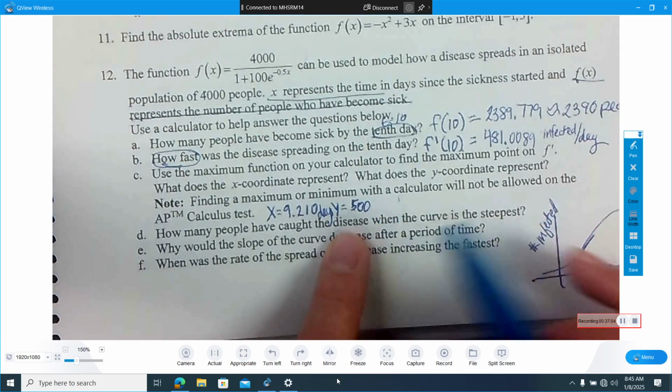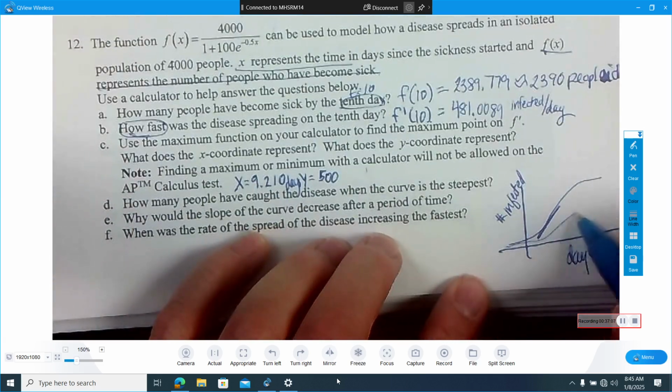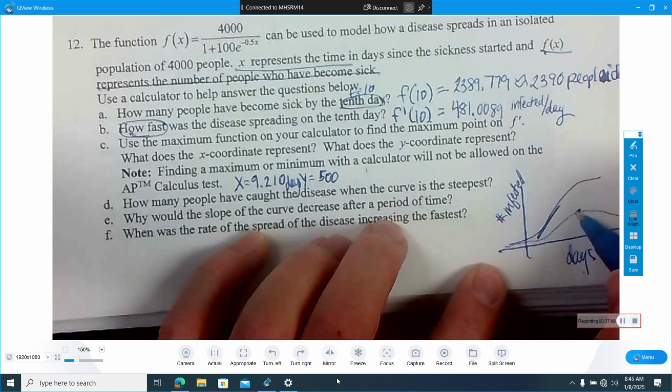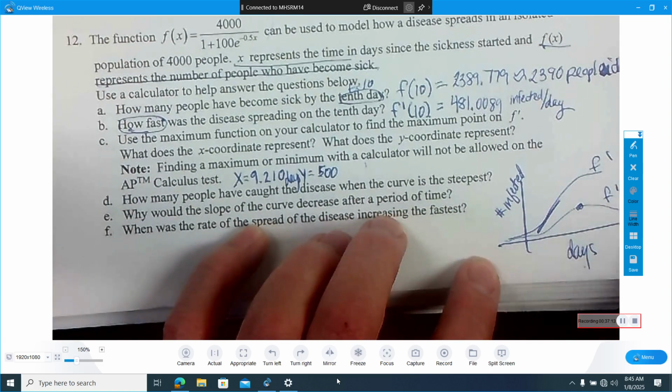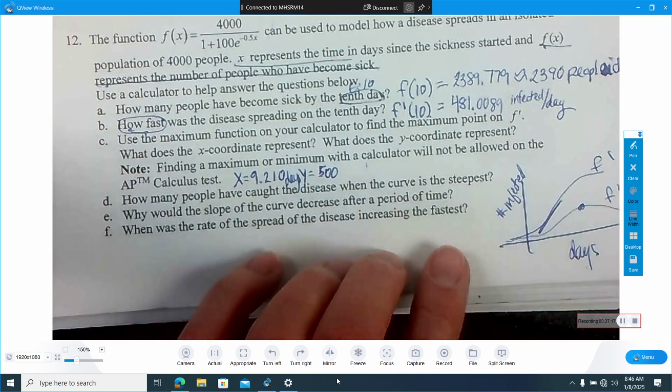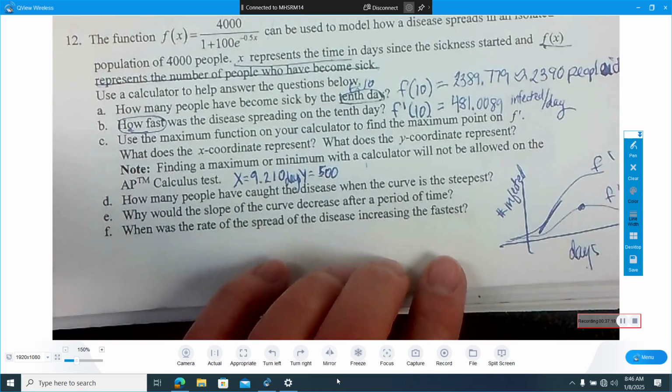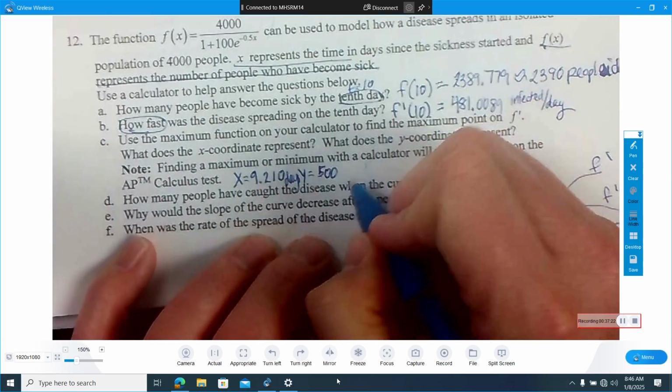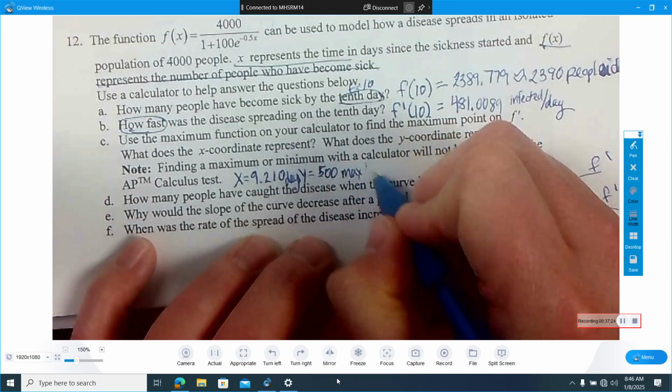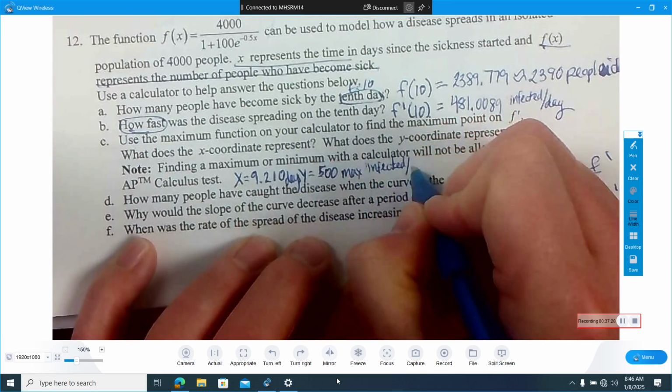So this is, again, we're looking at the derivative here of our curve. And so this is the maximum infected per day, right? So the max infected per day.